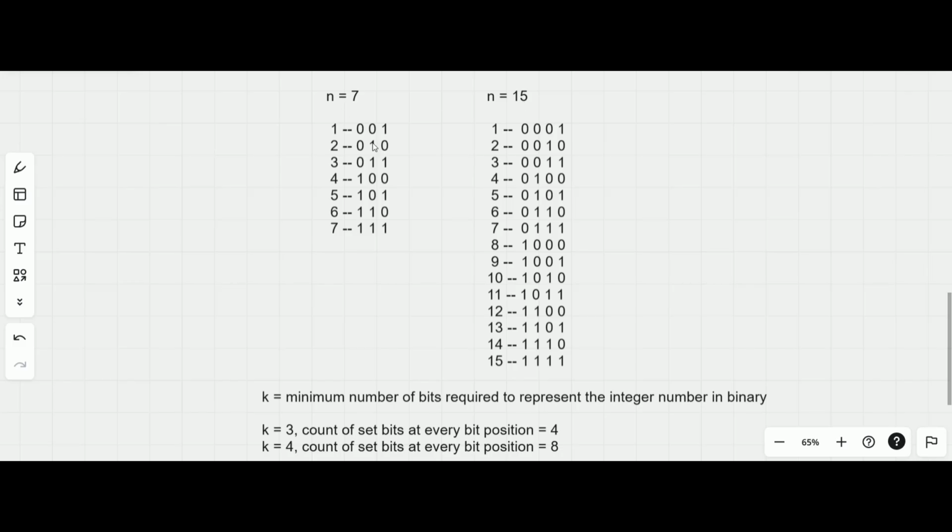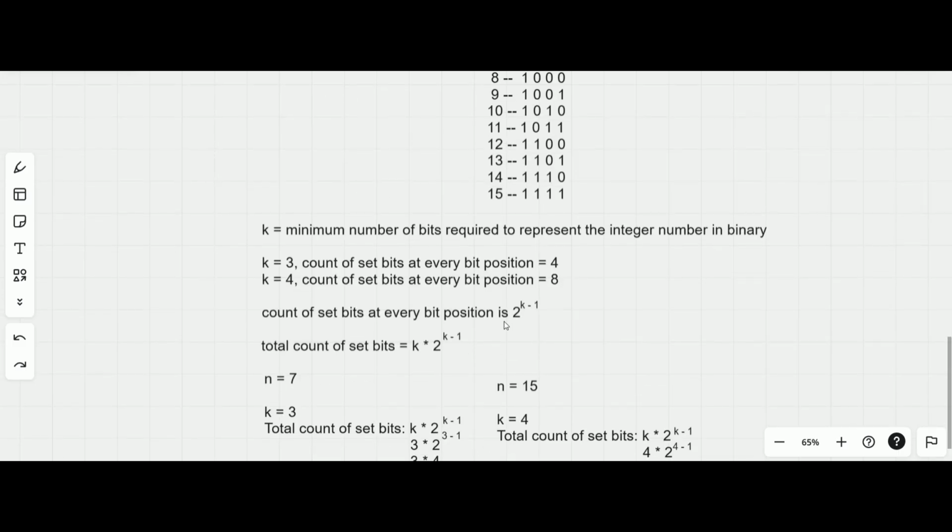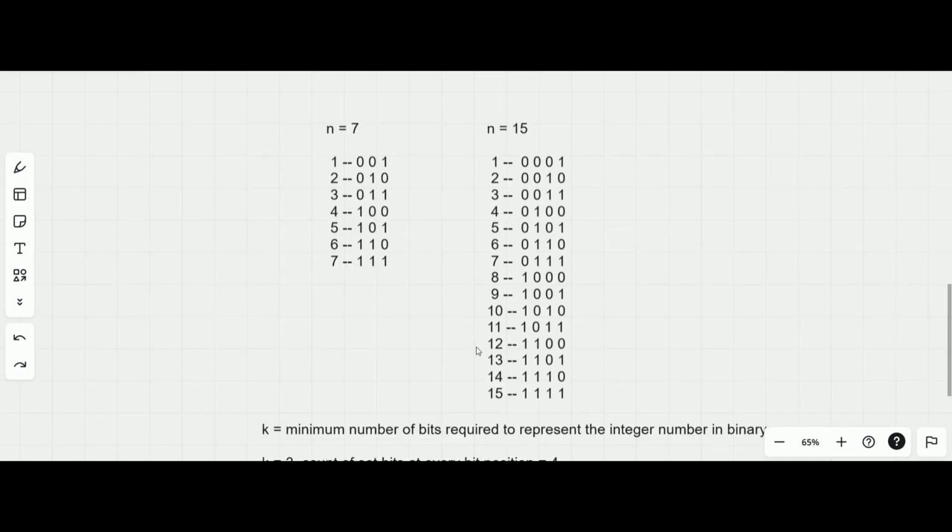7 is the maximum number we can represent using 3 bits. Similarly, 15 is the maximum number we can represent using 4 bits. Similarly, 31 is the maximum number we can represent using 5 bits. So this formula, whatever we have, is applicable with these special numbers only.